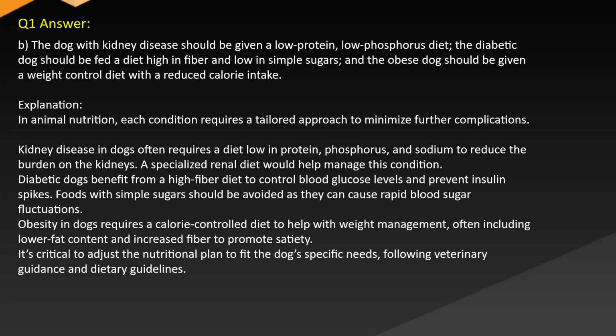Foods with simple sugars should be avoided as they can cause rapid blood sugar fluctuations. Obesity in dogs requires a calorie-controlled diet to help with weight management, often including low fat content and increased fiber to promote satiety. It's critical to adjust the nutritional plan to fit the dog's specific needs, following veterinary guidance and dietary guidelines.